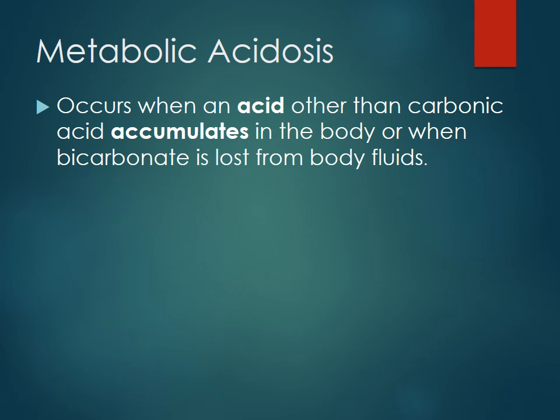So now we're going to talk a little bit about metabolic acidosis. So when we talk about the metabolic component, students get a little bit more confused about what's going on. So metabolic acidosis occurs when acid other than carbonic acid accumulates in the body, or when bicarb is lost from body fluid. So basically there's too much acid in the body and it's not a respiratory issue. That's what this all boils down to.